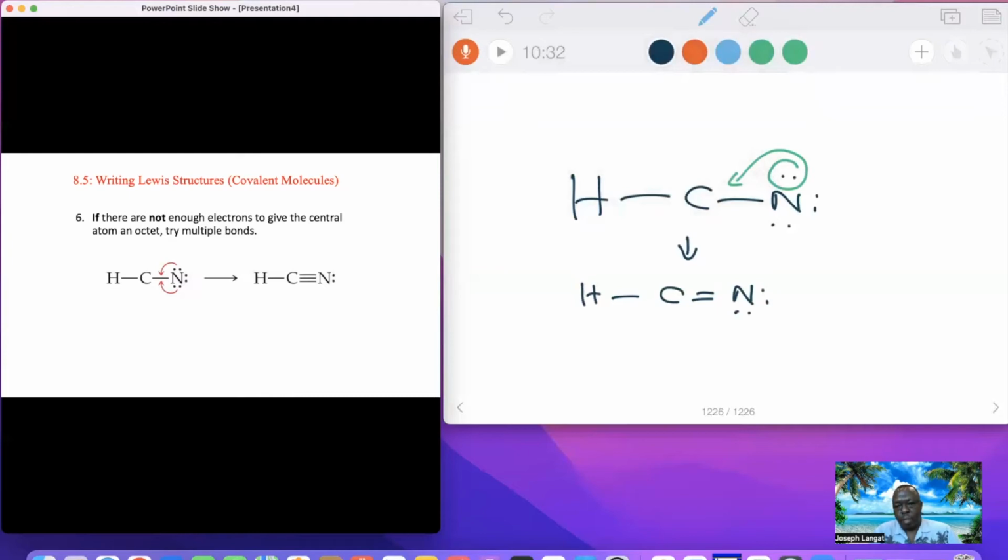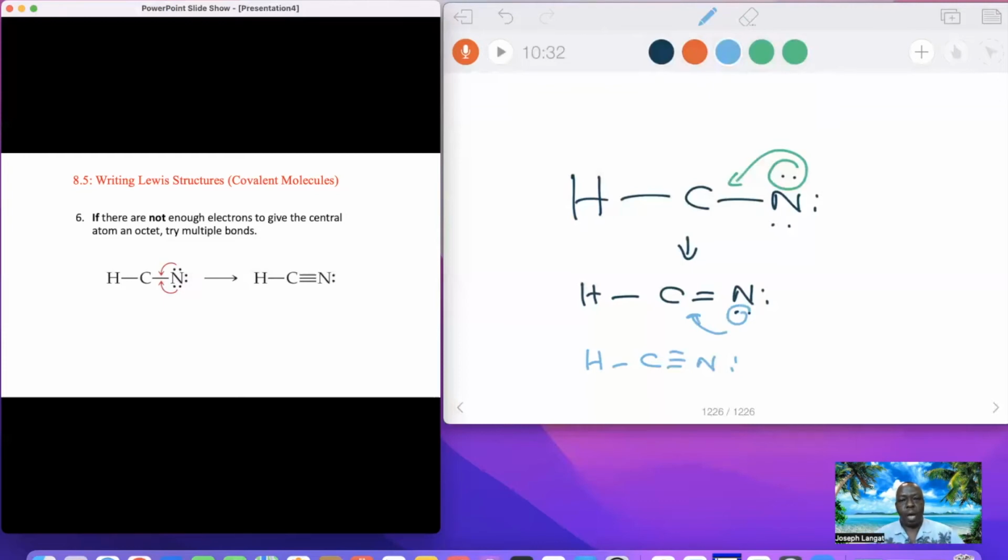Nitrogen satisfied the rule, but carbon has 6 instead of 8. So we still need to use this to make a double bond, triple bond. So triple bond, and this is the structure for hydrogen cyanide. The double bond or triple bond has to do with satisfying the octet rule.